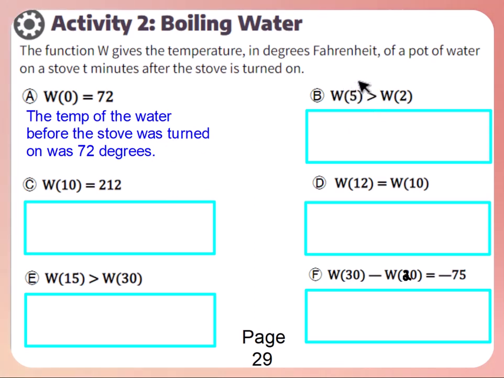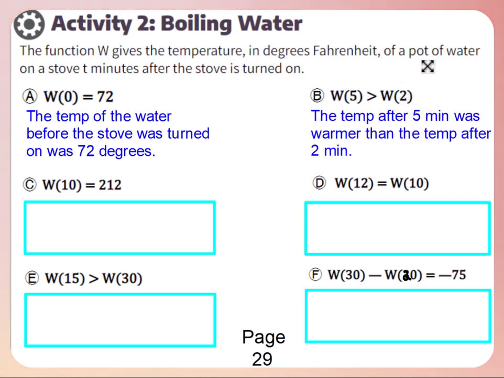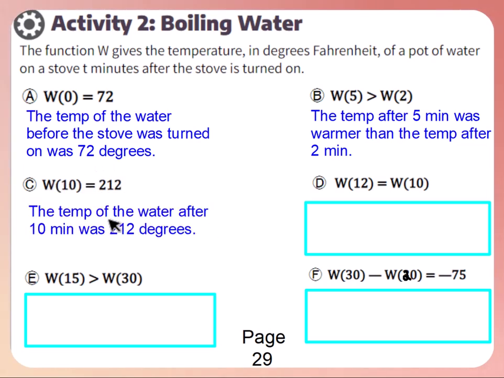What does W of 5 greater than W of 2 mean? All right, the temperature of the water, 5 minutes. Input is always, this X value that we put in here is always going to be time. We're talking about minutes. Okay, so 5 minutes after the stove was turned on, that water temperature is greater than the temperature 2 minutes after the stove was turned on. What does W of 10 equal 212 represent? 10 minutes after the stove was turned on, the water temperature was 212 degrees.